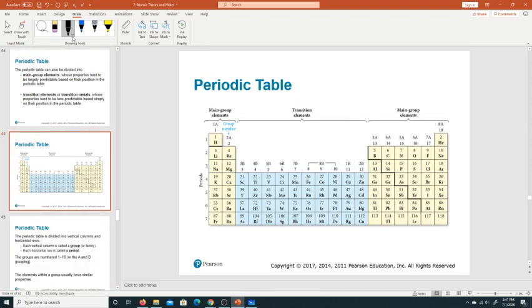Main group elements are going to be what we see in group 1, group 2, and then 3 over. The transition elements are going to be in the middle. And we have a staircase here. The elements on the staircase are going to be known as the metalloids. The ones on the staircase, usually above or below, are the metalloids.